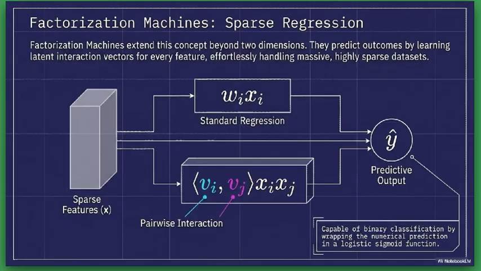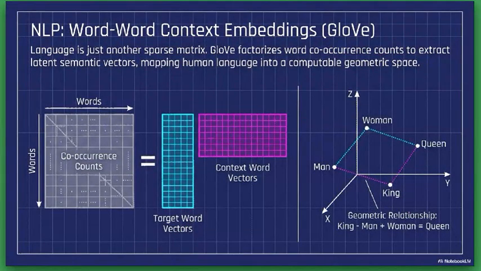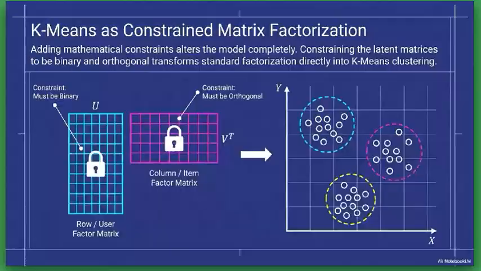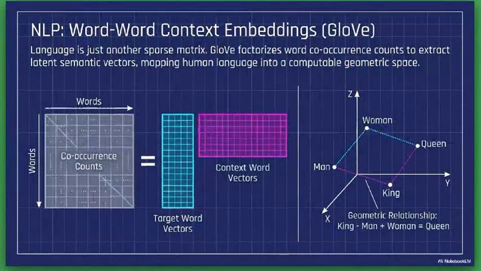It is. Think about how a computer could possibly understand the concept of a word. It can't read a dictionary. But if you take a massive corpus of text, say all of Wikipedia, and you just count how often words appear near each other, you create a massive grid. A co-occurrence matrix. Yes. You count how often the word ice appears within 10 words of solid versus how often it appears near gas. You end up with an impossibly large, mostly empty spreadsheet of numbers representing these relationships. And when GloVe factorizes that massive sparse matrix, it extracts latent semantic vectors for every word. It literally maps human language into computable geometric space.